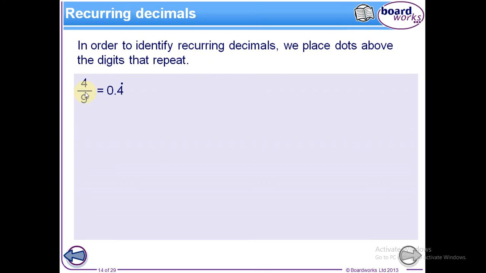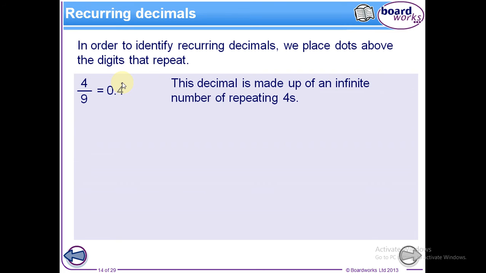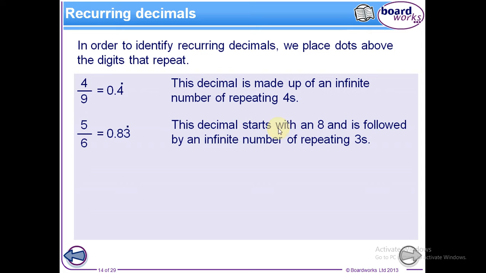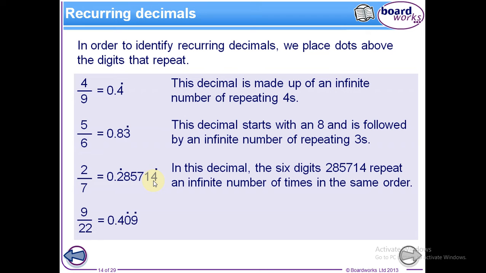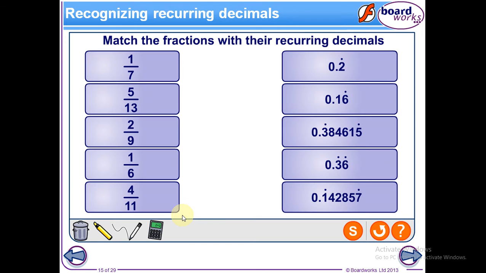For example, if you use your calculator, 4 divided by 9 will give you 0.444444. Because I can't keep writing 444, you use a dot to show that 4 repeats. So this decimal is made up of an infinite number of repeating 4s, and the second one starts with an 8 followed by an infinite number of repeating 3s. Similarly here, 285714 repeats indefinitely, and the same here, 090909. So that's what we have there.